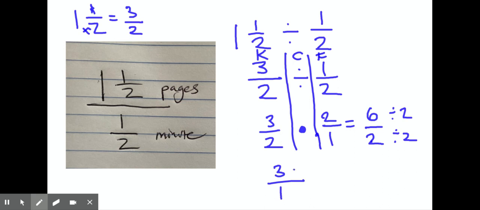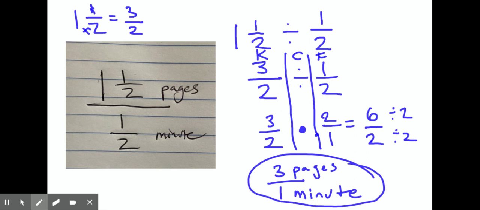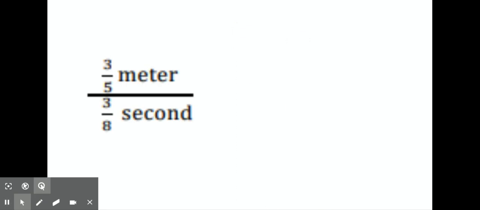So it's going to be 3 pages for 1 minute. There's my final answer. Now you find the unit rate for 3/5 meter in 3/8 second.